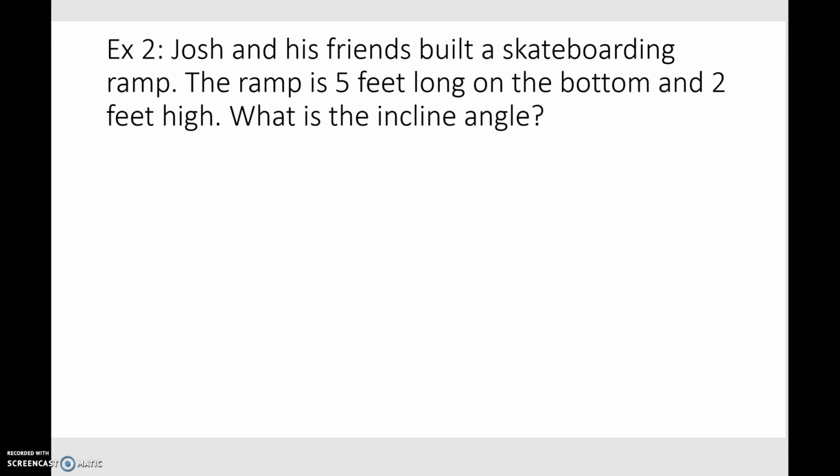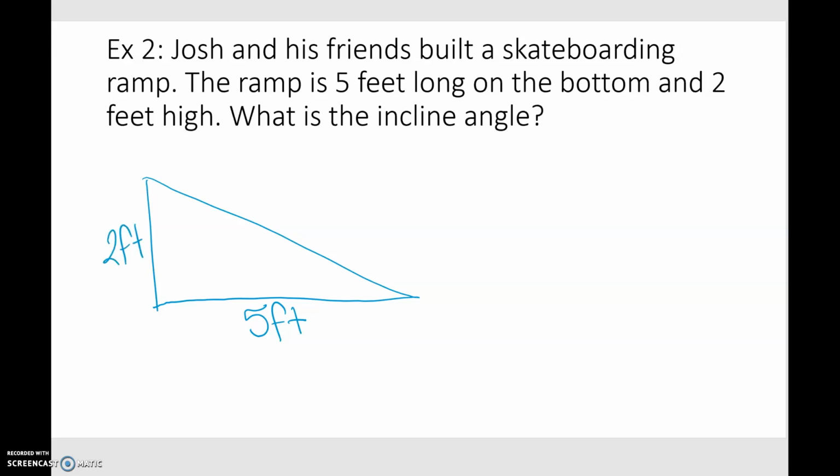So we have a ramp. We're just going to draw it, a skateboard ramp. It says that the ramp is 5 feet long on the bottom, so this would be 5 feet here, and then 2 feet high, so it's 2 feet here. We're hoping that they've built this ramp so that this is a 90-degree angle with the ground. And then it wants the incline angle, so we're looking for this angle right here.